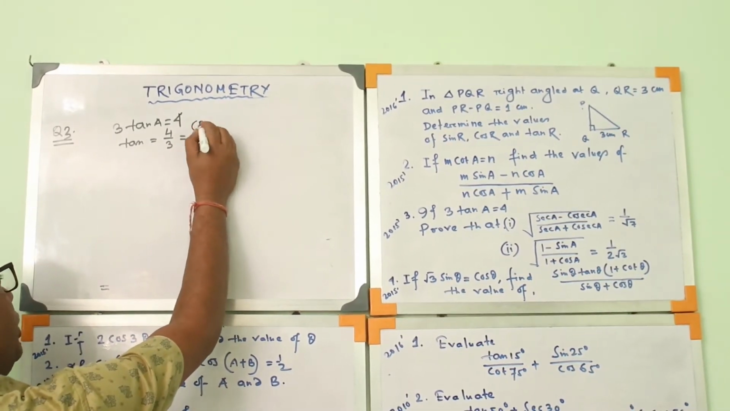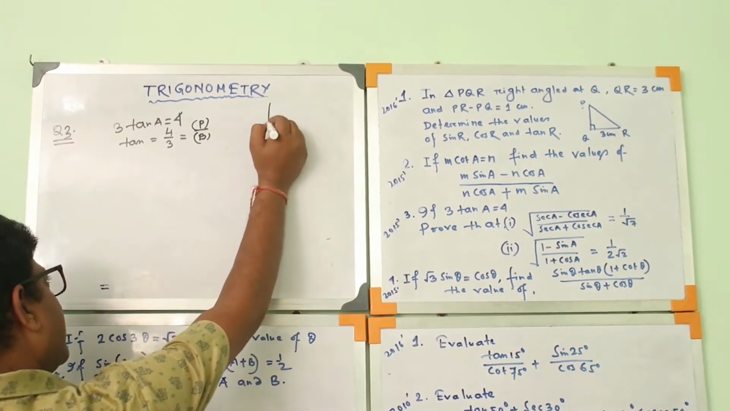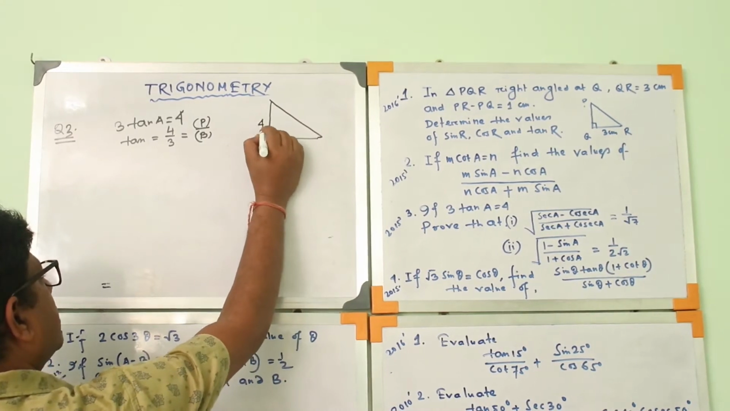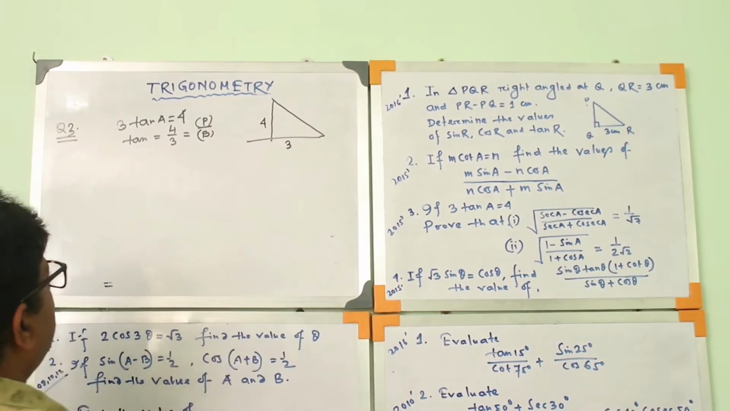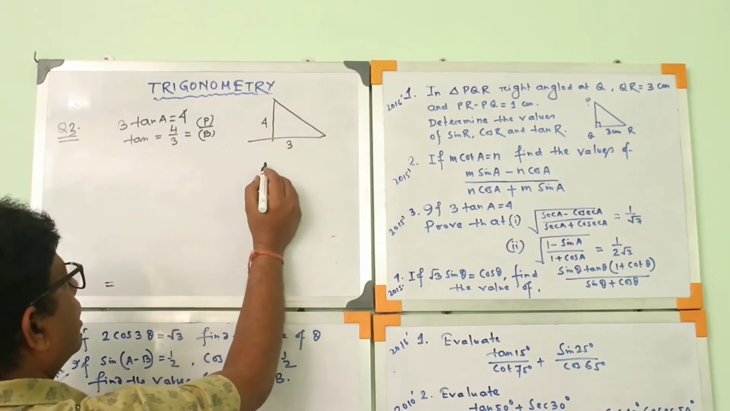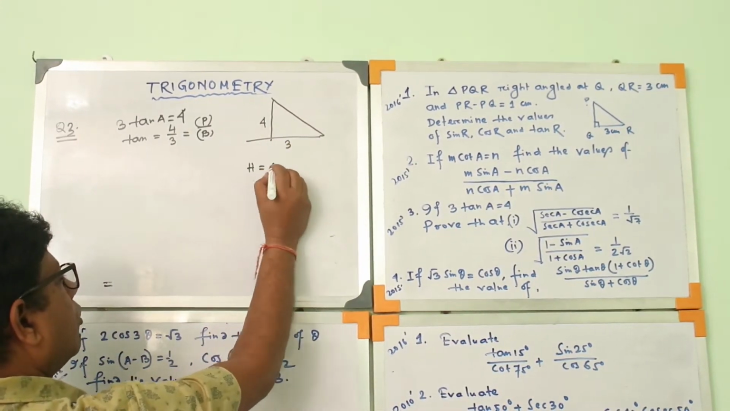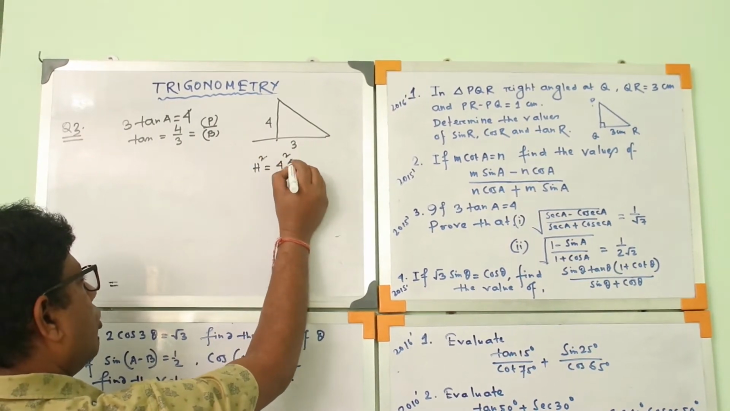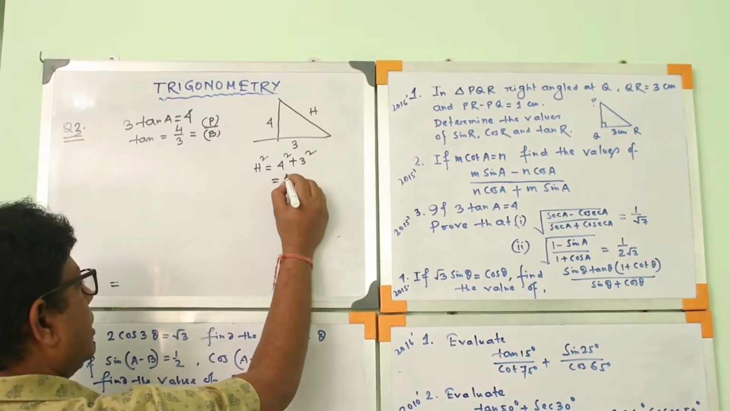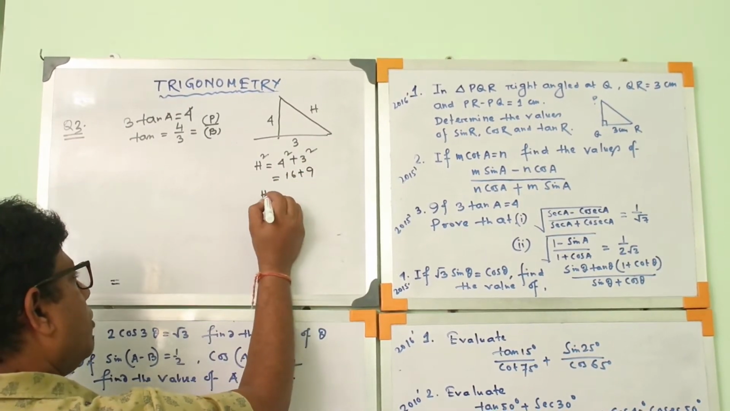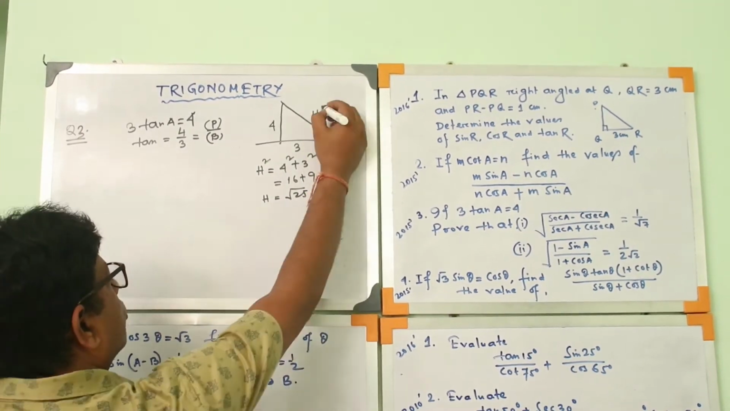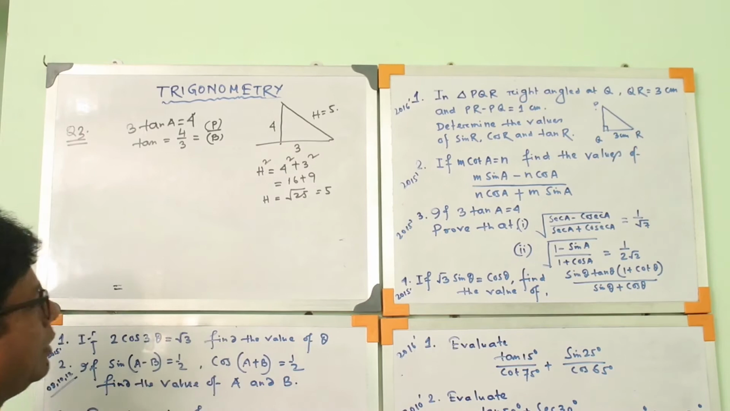So tan A is equal to P by B, we know. So for a right angle triangle, the perpendicular height is 4 and base is given 3. So what will be the value of hypotenuse? Hypotenuse square is equal to 4 square plus 3 square, that means 16 plus 9. So hypotenuse is equal to square root of 25, that means 5. So the value of hypotenuse is 5.